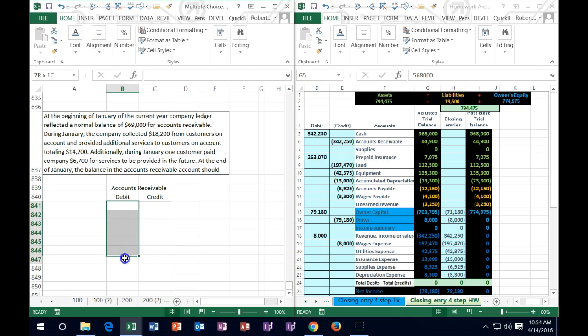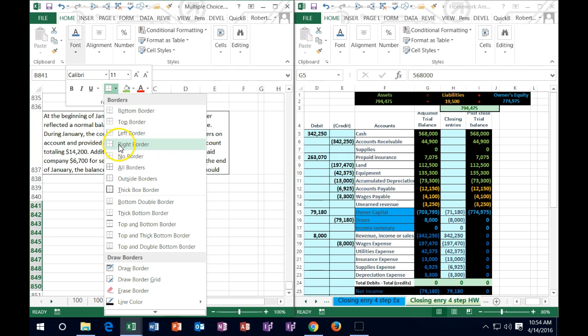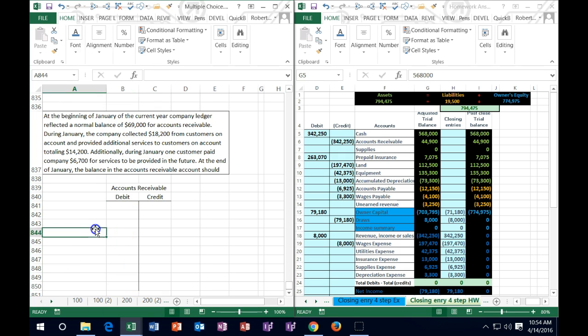You know, you could do it this way too. I'm always kind of putting the line on the left. I mean, you could, just to switch things up, highlight and then have the right border if you wanted to do that. All right. At the beginning of January of the current year.